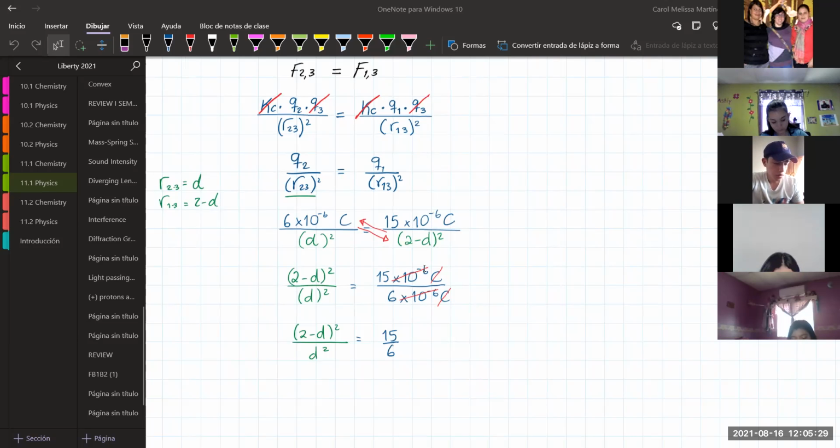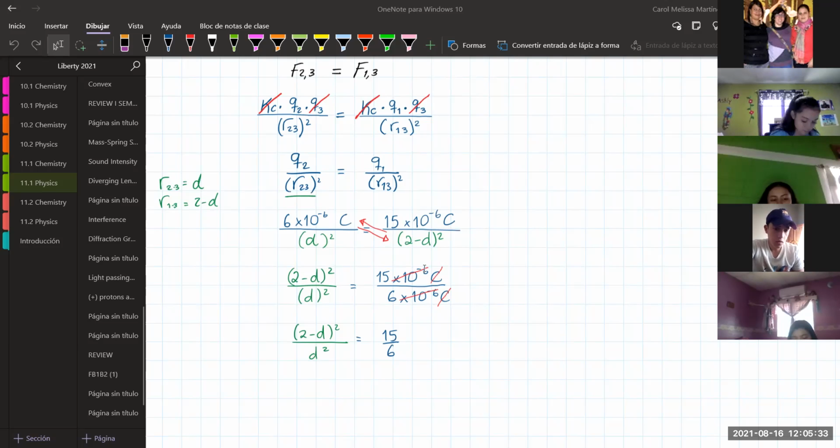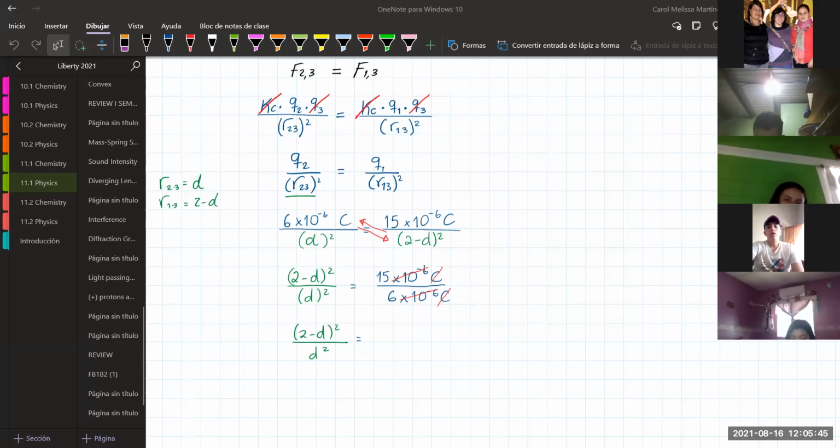How much is this? 2.5. How much is 15 divided by 6? 2.5.